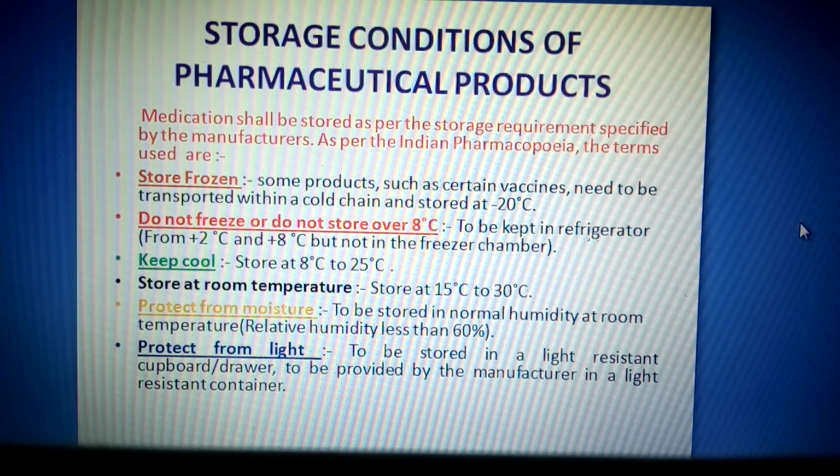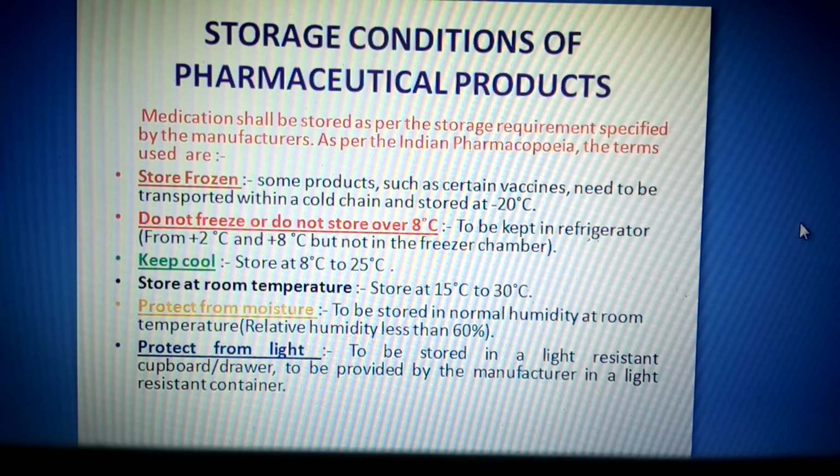Second, don't freeze, or don't store over 8 degrees C. To be kept in a refrigerator between +2 degrees centigrade and +8 degrees centigrade, but not in the freezer chamber. Keep cool means store at 8 degrees centigrade to 25 degrees centigrade. Store at room temperature means store at 15 degrees Celsius to 30 degrees Celsius.